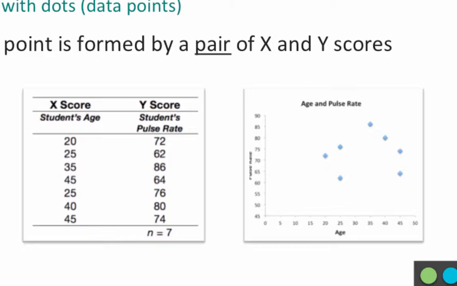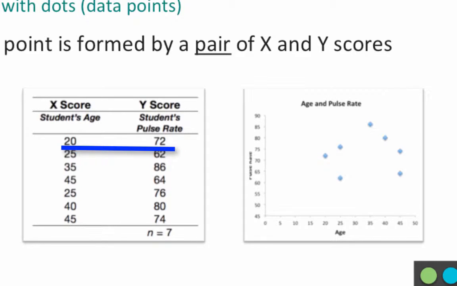The x-axis is the predictor. We want to know what can we learn about pulse rate because of age. How does age predict pulse rate? So the predictor is going to go on the x-axis, and the criterion, or the outcome variable, is going to go on the y-axis. To create a dot, I would start with the first pair.